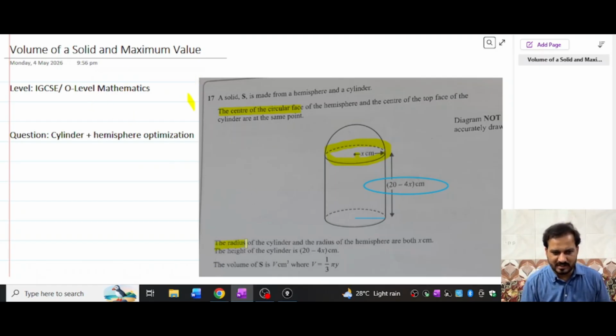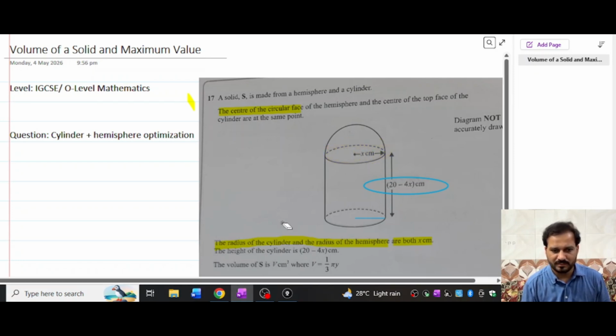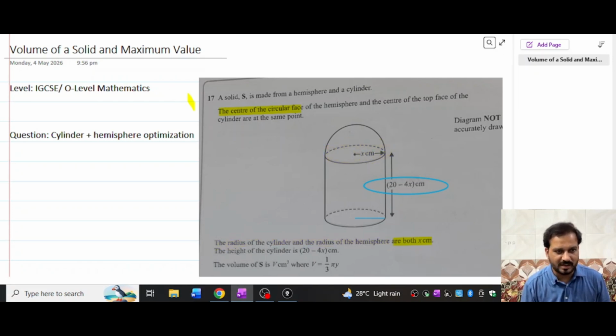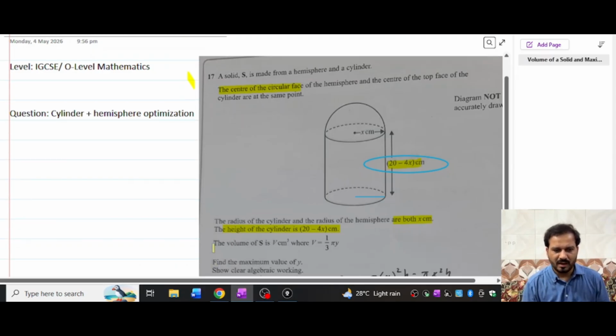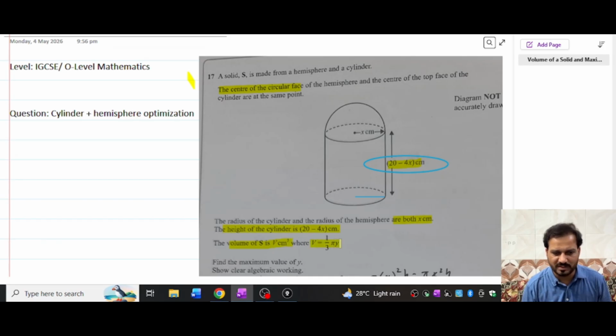Furthermore, the radius of the cylinder and the radius of the hemisphere are both x centimeters. The height of the cylinder is 20 minus 4x centimeters. And the volume of S is V centimeter cube, where V is 1 over 3 times pi y. The volume is given, and we have to find the maximum value of y.